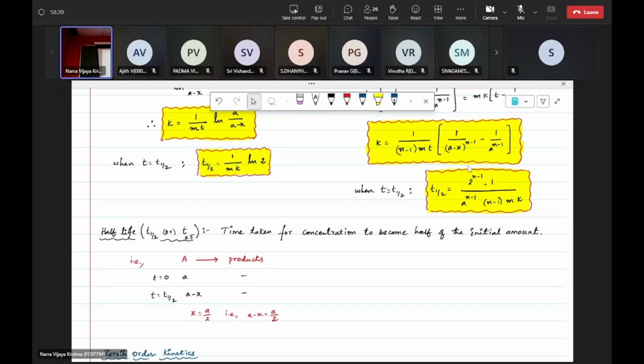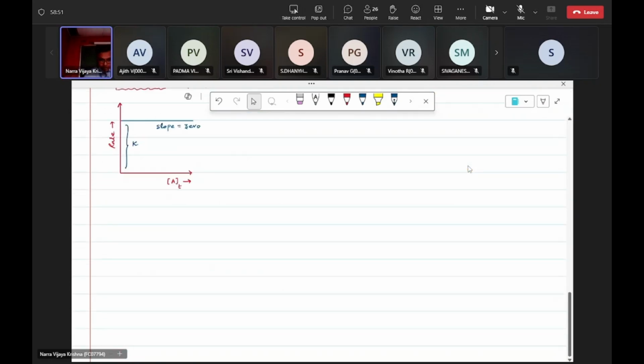Minus 1 by t here. A minus x power minus 1, so this goes to numerator. A minus x here, so that goes to numerator. So a minus x minus a. Minus x. Already one minus is there. So x by t. So k equal to x by t. Right? So I am writing the next equation.